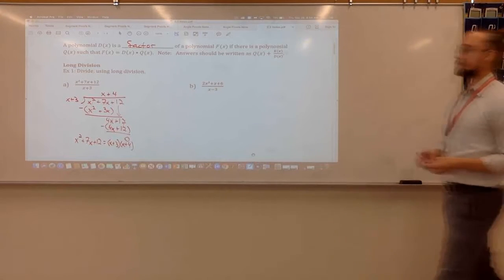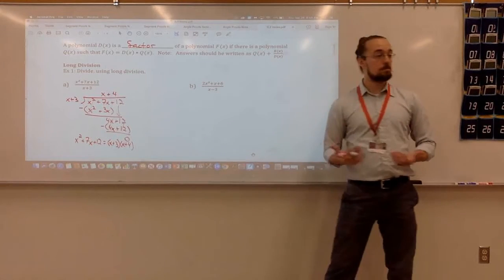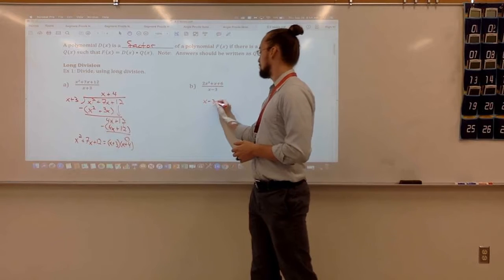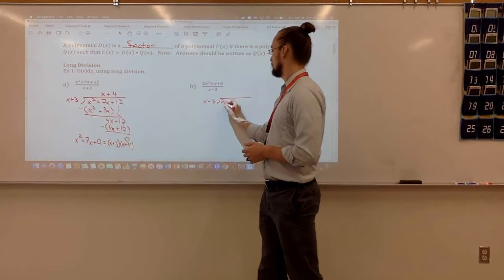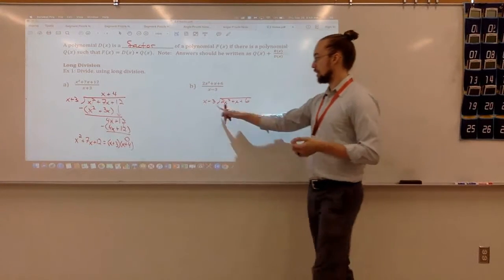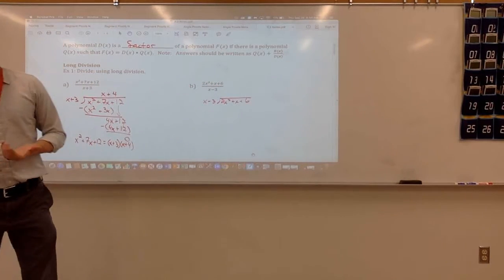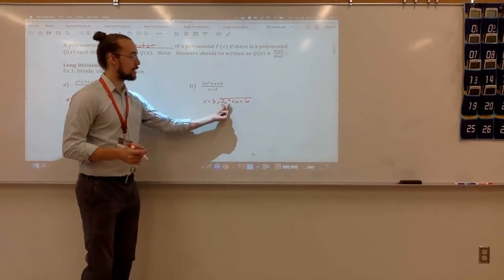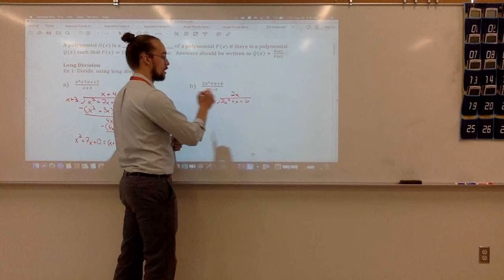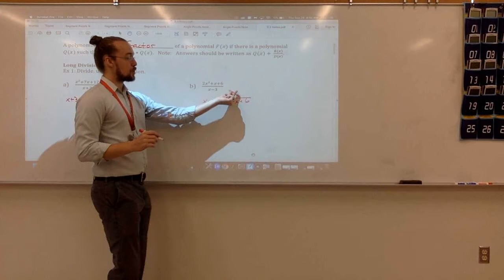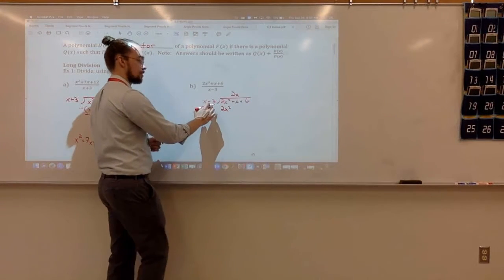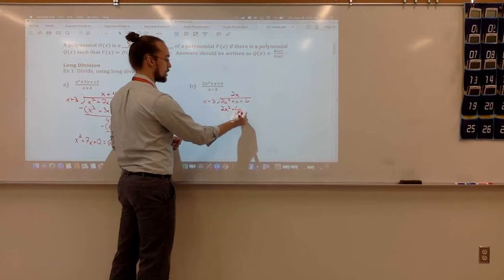Right. Yeah. All right. So let's try another one here. Okay, let's take a look at B. So my setup, I want to make it look like a long division problem. I'm just looking at my first terms. So what do I need to multiply x by to get 2x squared? 2x. So now I take that 2x and multiply it by both of these. So 2x times x is 2x squared. 2x times negative 3 would be negative 6x.